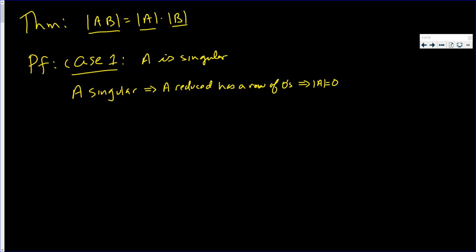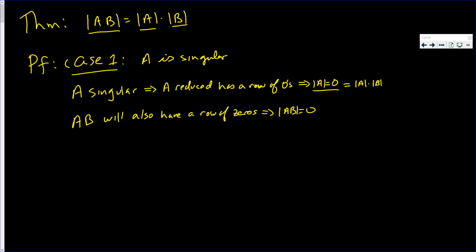Now, AB will also have a row of zeros. So that implies that the determinant of AB is 0. Well, if the determinant of A is 0, that implies the determinant of A times the determinant of anything well-defined, and the determinant of B is well-defined, is equal to 0. So I have both of these equaling the same value.